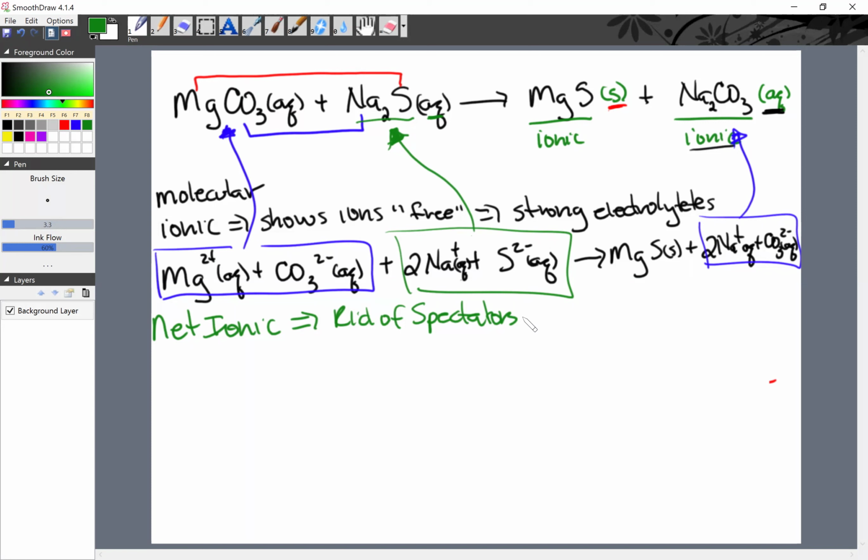All right, so let's look up here. Now they have to be exact. All right, there's 1 magnesium ion on the left, but this one is not a magnesium ion. I have 1 carbonate ion on the left and I have 1 on the right. So I'm going to cancel that out.